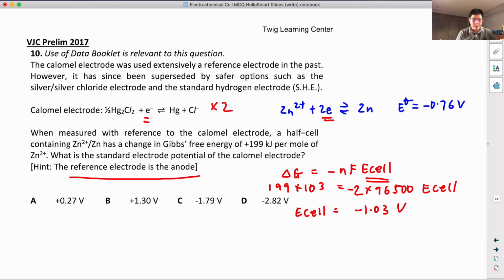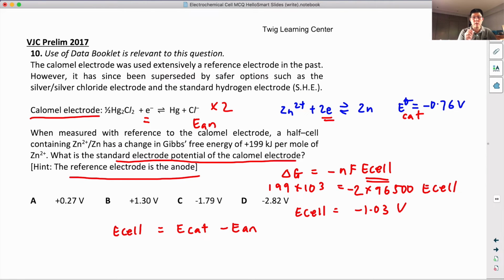Okay, so let's see the next part. Once you have the E cell, we can actually do the question. They want the standard electrode potential of the calomel electrode, and that's the reference electrode, right? So you can apply the formula E cell equals E cathode minus E anode. So over here, this is my E cathode, and this is my E anode, because they mentioned that the calomel electrode was a reference electrode, and let it be the E anode.